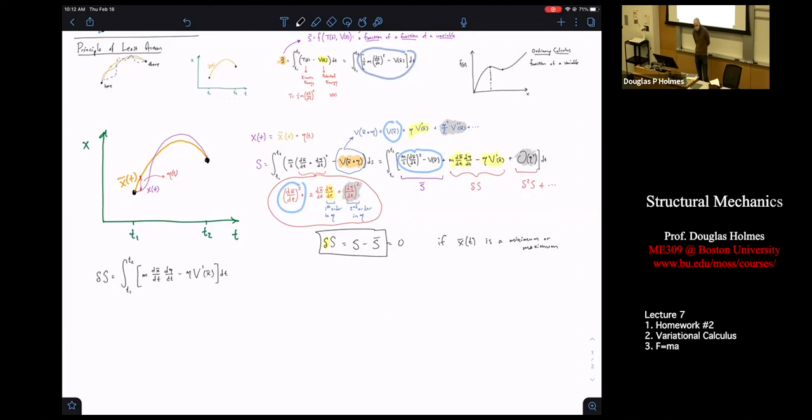So let's think about what this is telling us. First off, I want to remind you, as I keep reminding you, that we don't know x bar. It's the solution. It's what we're trying to find. If we can find x bar, then we've satisfied our problem.